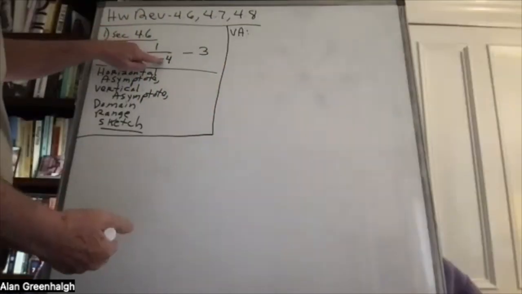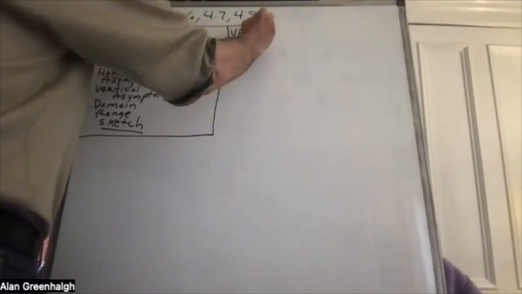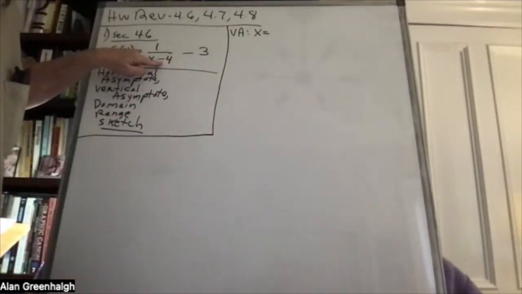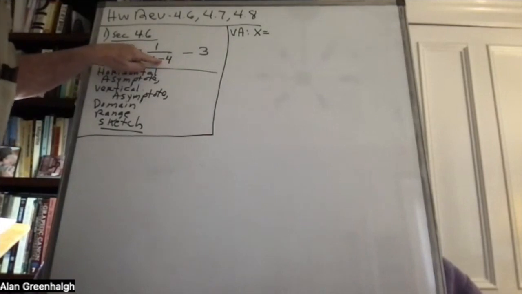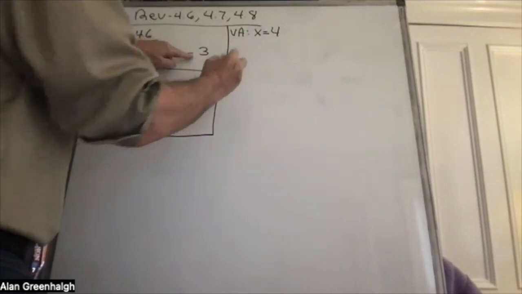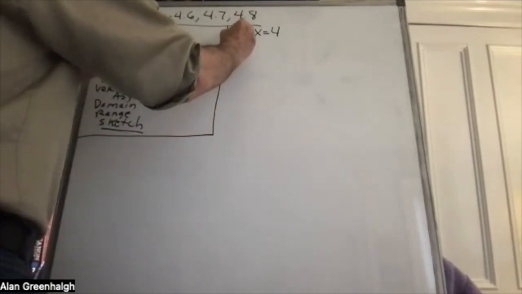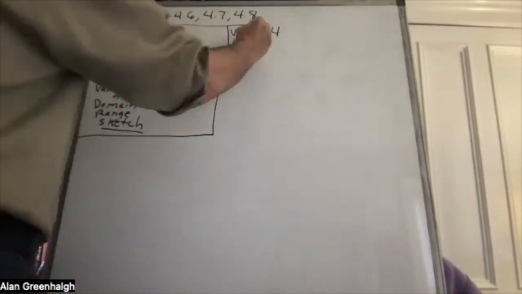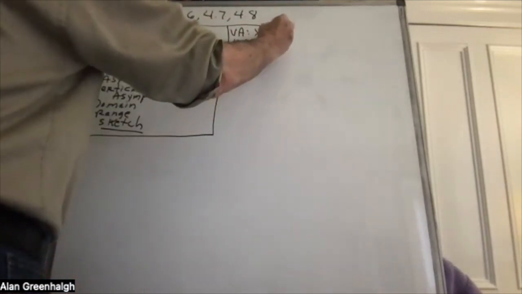The vertical asymptote will be x equals the opposite of -4. You know, it's always the opposite of this sign here. So x equals 4 is the vertical asymptote. The horizontal asymptote, which is the value of y, will be y equals -3.